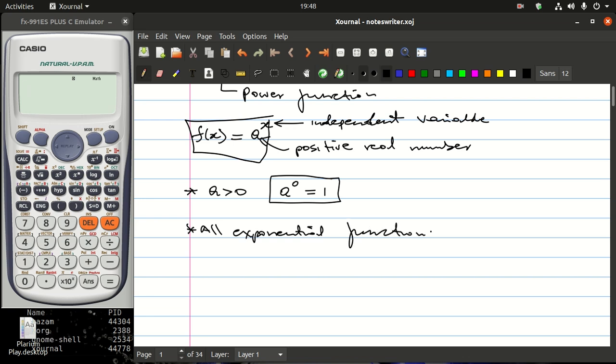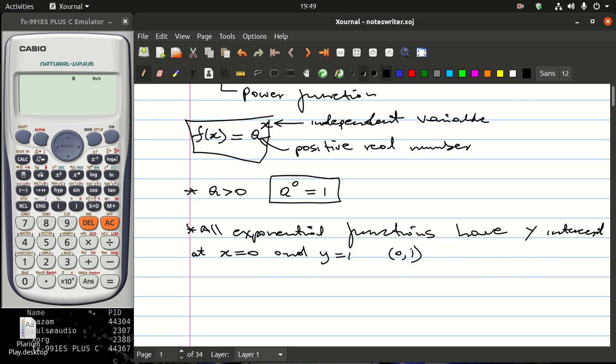all exponential functions have a y-intercept at x is equal to 0, and that value is going to be 1. That's what I'm trying to say here. So we have a y-intercept at x is equal to 0, and that y-intercept is equal to 1. So all these exponential functions will intersect at that point (0, 1). So all of them will pass through that point.